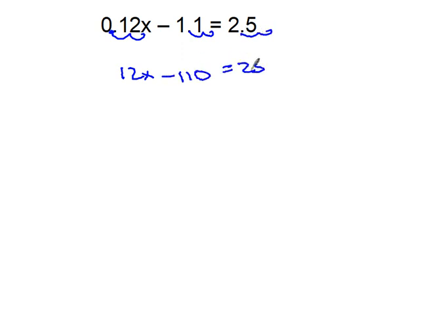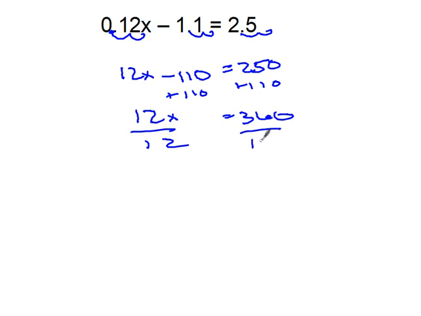And I can move this one over twice. That makes this 250. Now again, if you want to just work with the decimals, you're more than welcome to work with the decimals. It truly does not matter. This is just a way to get rid of it, to make it all whole numbers, and that's that. Add 110 to both sides, I get 360 divided by 12. X equals 30. That was it.